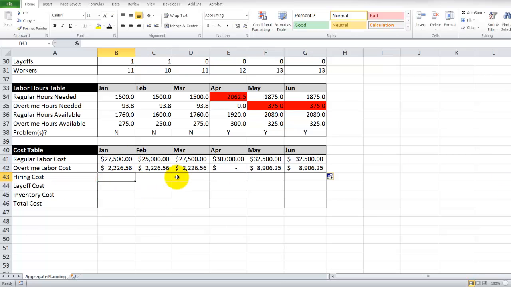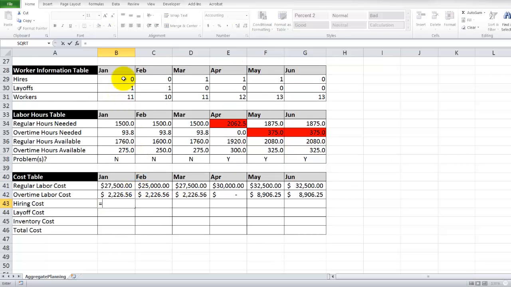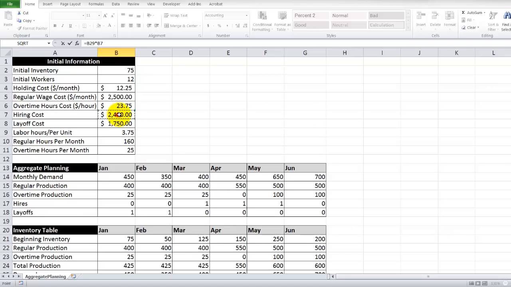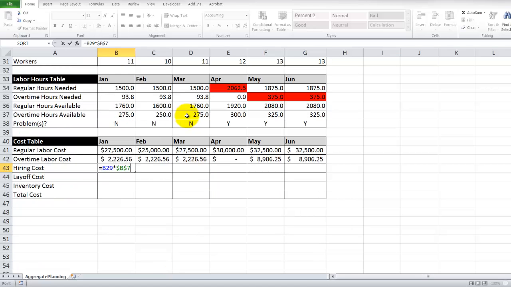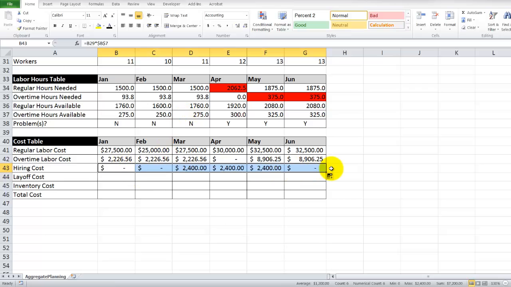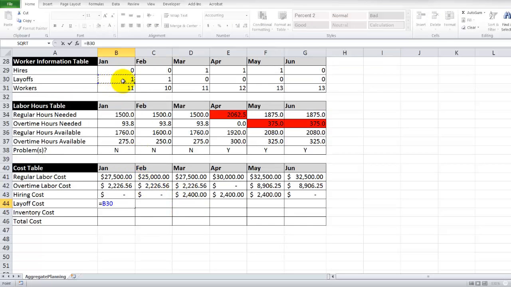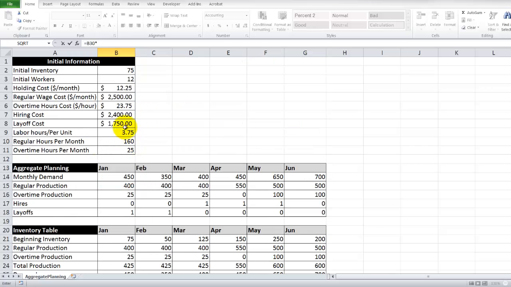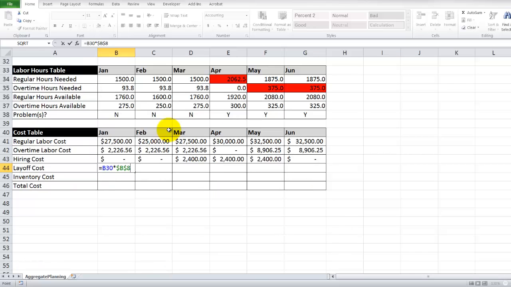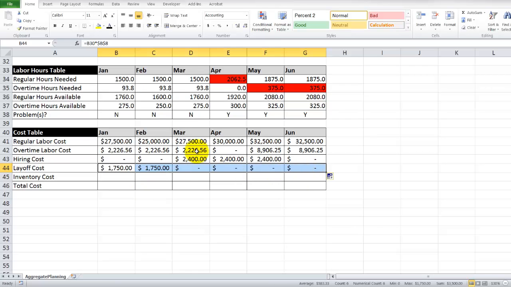Hiring cost will simply be the number of hires that we have times the hiring cost of $2,400. Of course, we need our dollar signs, so we're going to put that there and fill this to the right. Okay, so only hiring cost in these 3 months. Layoff cost is going to be in a similar fashion. We need to understand when we have a layoff. So that is referenced there times the layoff cost of $1,750. And of course we need our dollar signs there. So we can go ahead and fill this to the right. So only 2 months we're laying off.